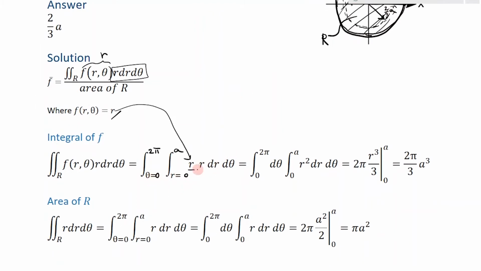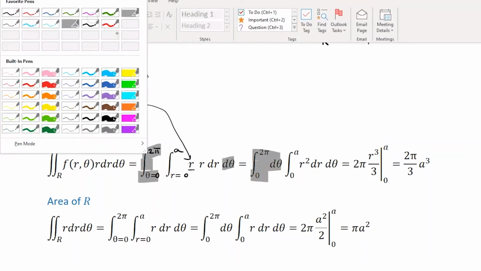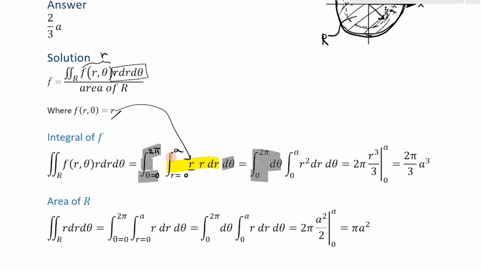And then in the next step, I combined these two into r squared, and I separated the integral into two, everything corresponding to theta, and everything corresponding to r. I evaluated the first integral and got 2 pi. Then I evaluated the second integral and got r cubed over 3 from 0 to a. And this is equal to 2 pi over 3 times a cubed, because 0 will just not contribute.